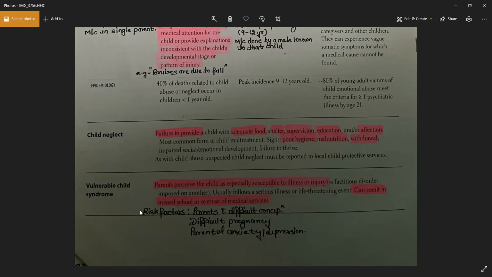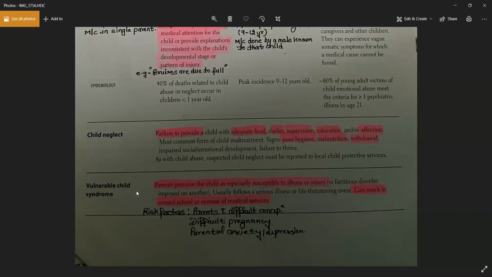Risk factors would be parents with difficulty in conception who, after a lot of effort, got their child; a very difficult pregnancy; or parents who have anxiety or depression, who will become very overprotective. You call it vulnerable child syndrome. Any doubt?